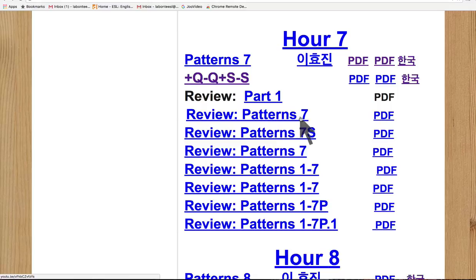This is reviewing just patterns learned in this hour. So there's a lot of time where they can listen to this on their phone, on their computer, as they go to work, whenever they have some free time to try to speak, to develop their speaking skills so that they get more comfortable with it.